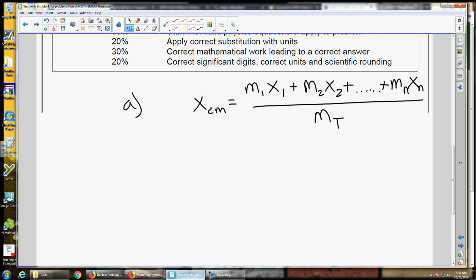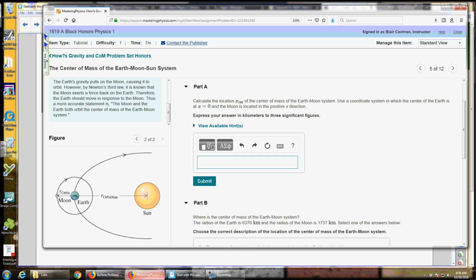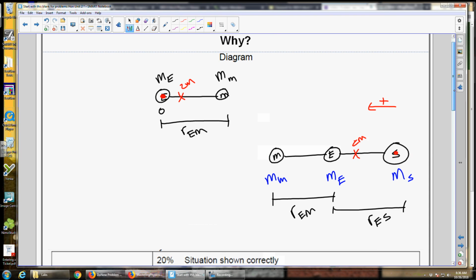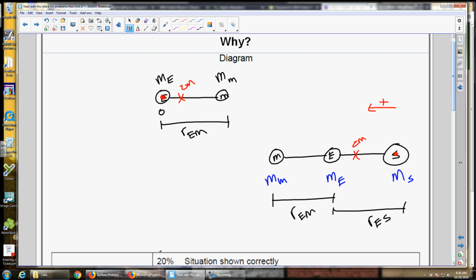So that I don't know. I don't know how far the center of mass is from my reference point. This will be the mass of the Earth. And then how far the center of mass of the Earth is from my reference point. So I go back up to my diagram. How far is the Earth from my reference point? Remember, my reference point is the big red dot. It's 0.